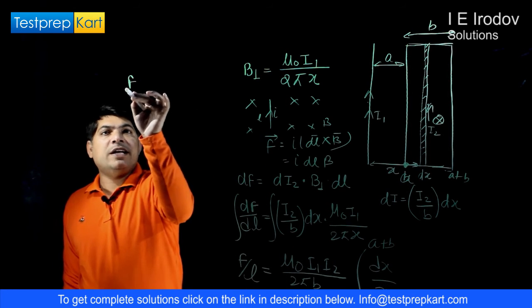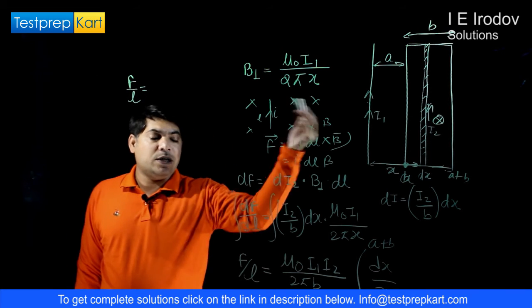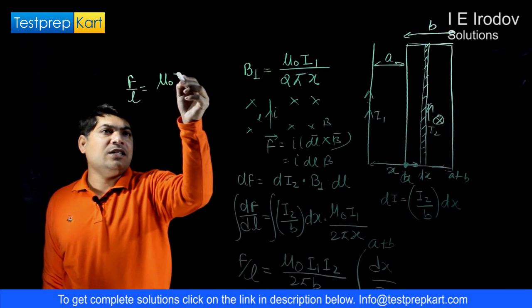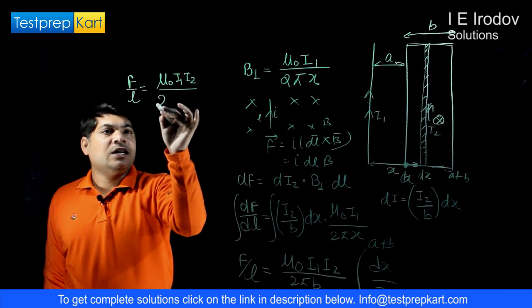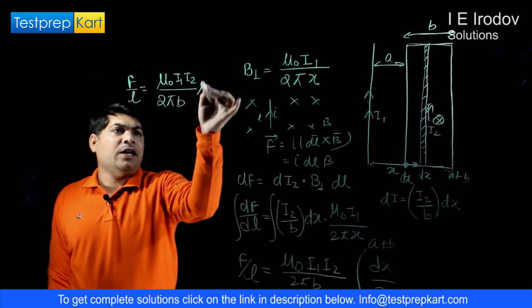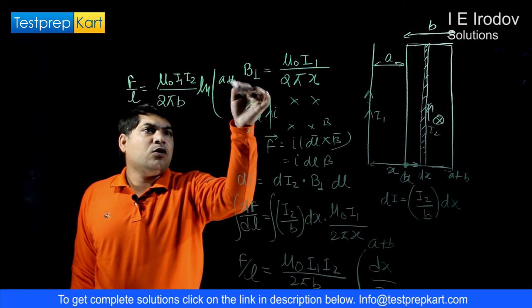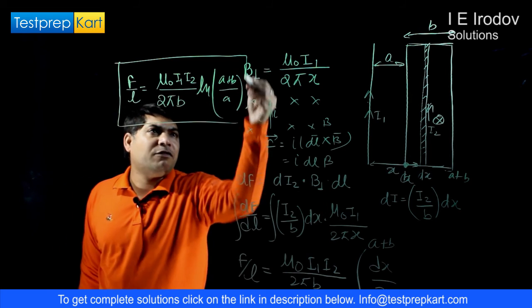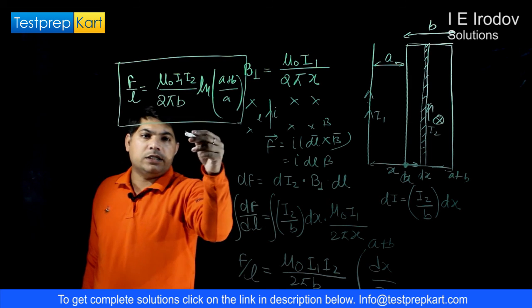So from here we get the expression for the force per unit length over this conductor: mu naught I1 I2 over 2 pi B times ln of (A plus B) over A. This is the force of interaction, and it would remain the same for both the conductors. So this is the magnetic force of interaction between the two conductors.